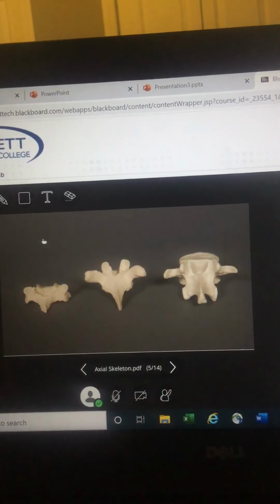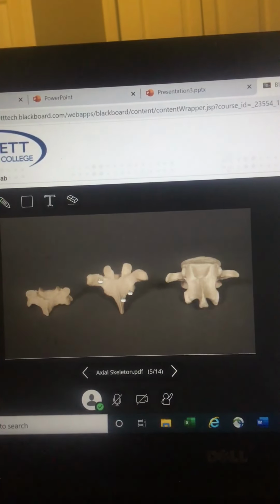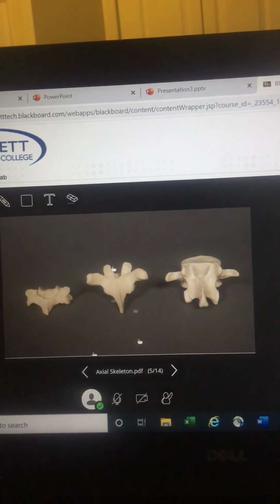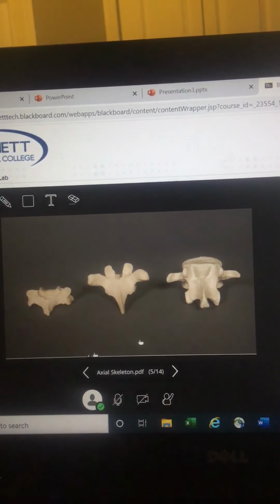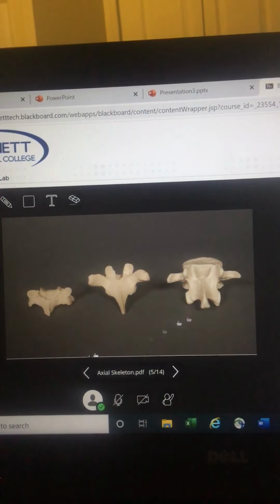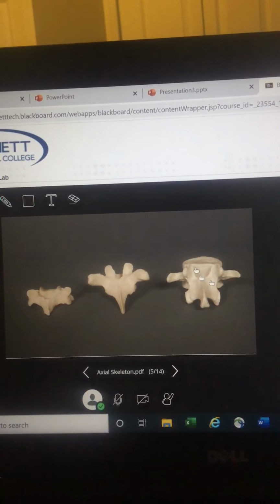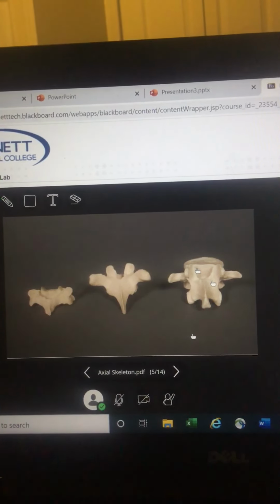Which one is a thoracic vertebra? Exactly, thoracic vertebra. Looks like a giraffe. Okay. Which one is lumbar? Remember, lumbar is bigger than thoracic. Yes, and that leaves cervical. Okay.